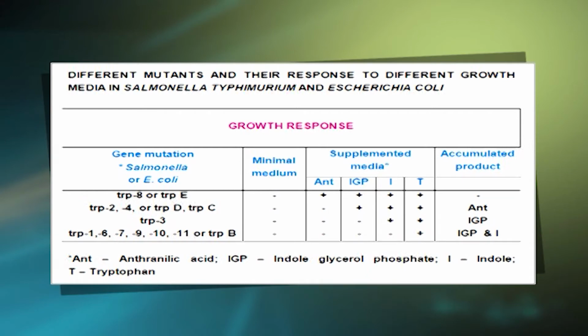2. Tryptophan 2 and tryptophan 4 cannot grow on either the minimal medium or on the medium supplemented with anthranilic acid, but can grow on addition of either indole glycerol phosphate or indole or tryptophan. 3. Tryptophan 3 can grow only on a medium supplemented with either indole or tryptophan, but not on any other medium. 4. Tryptophan 1, 6, 7, 9, 10, 11, etc. can grow only on a medium supplemented with tryptophan and on no other medium. These different mutants indicate interruption of the biochemical pathway at different steps.